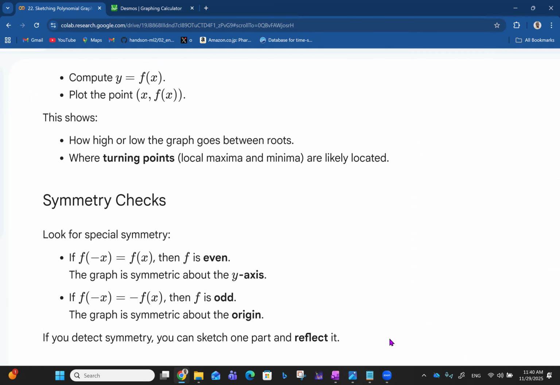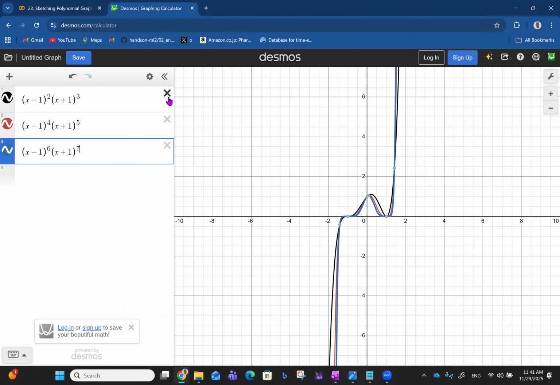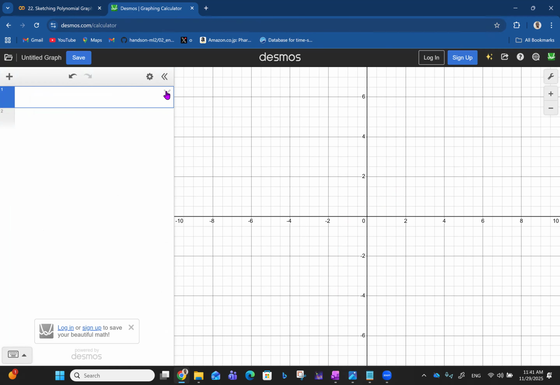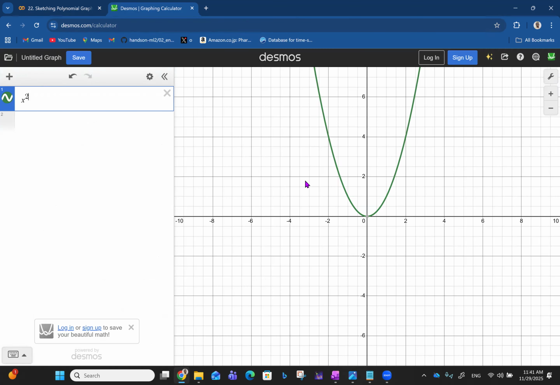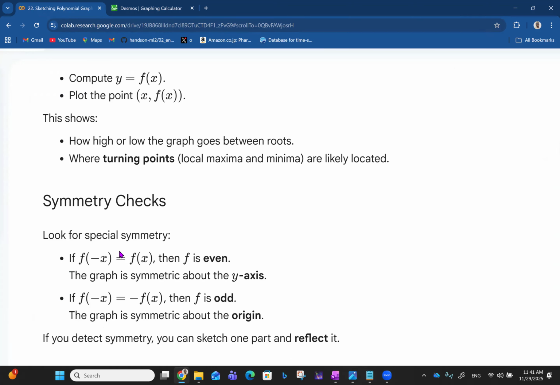Then for symmetry checks now, look for special symmetry. If f of minus x is equal to f of x, then f is even, then the graph is symmetric about the y-axis, right? For instance, a very good example of a symmetric curve is x squared, of even power, so x raised to power 2. You see it is symmetric about the y-axis, because whether x is negative or positive, it is the same all the way. That's why we mean that if f of minus x is equal to f of x, then f is even. So x squared is an even function because it is symmetric about the y-axis.